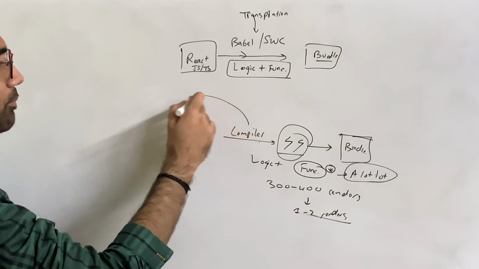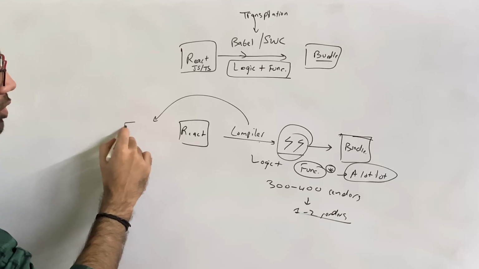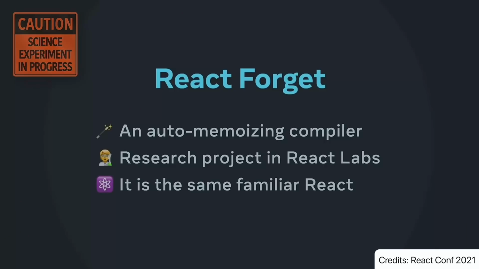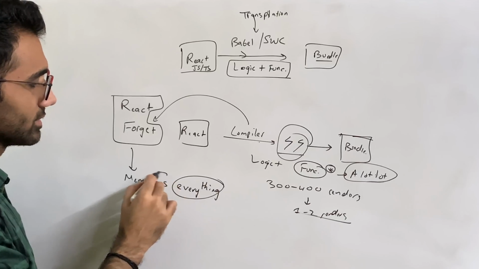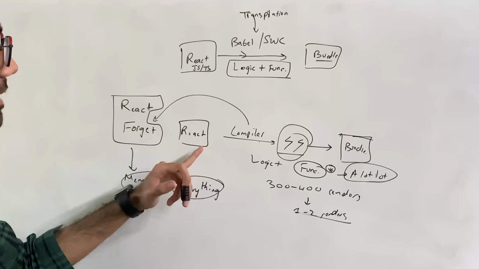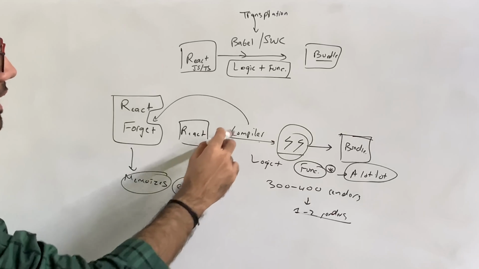Alright, so this compiler, which has been code named React Forget, basically in a nutshell, what we know from the conf is that it memoizes pretty much everything in your React component, and this is important because this is why it is not happening automatically and why a compiler is needed for this.